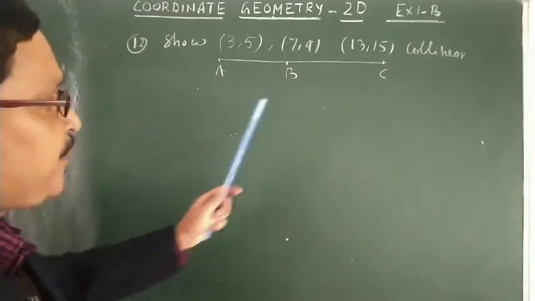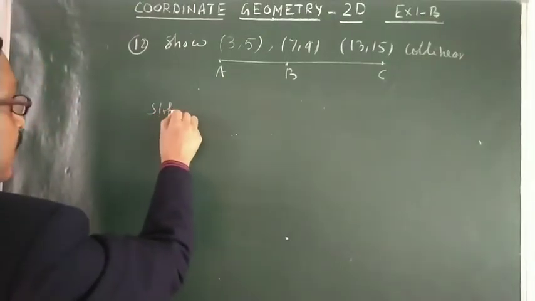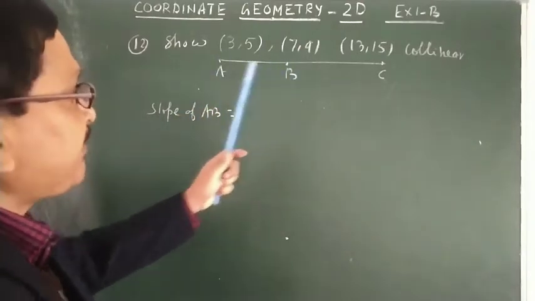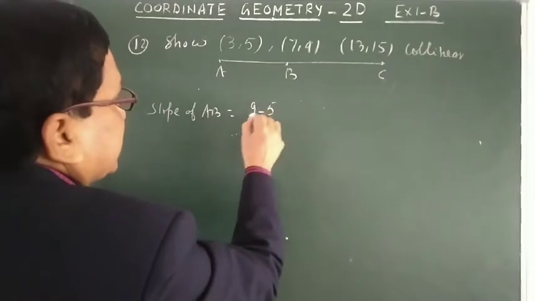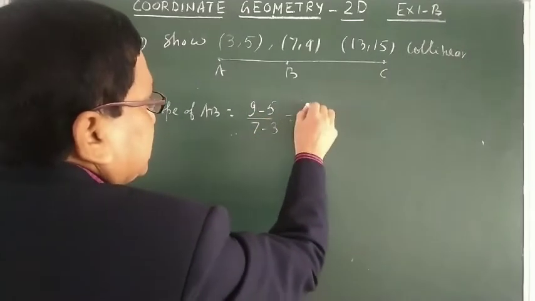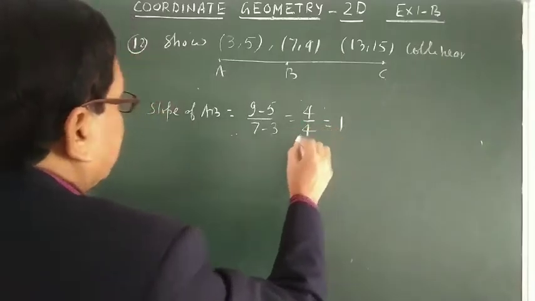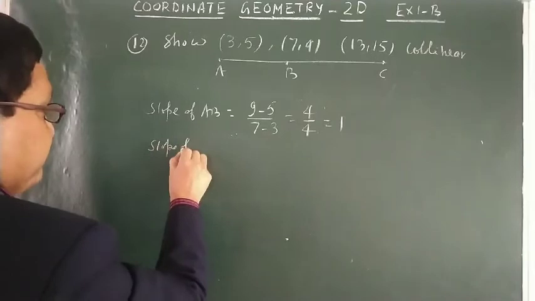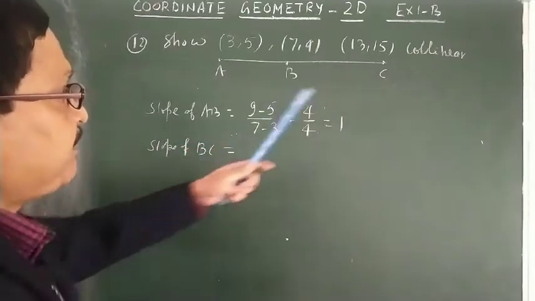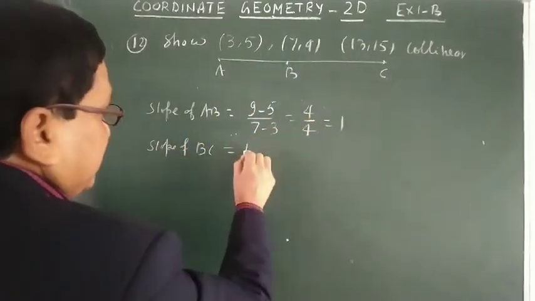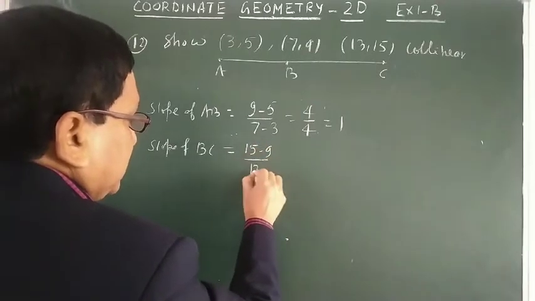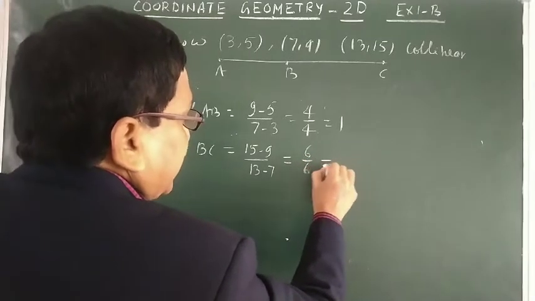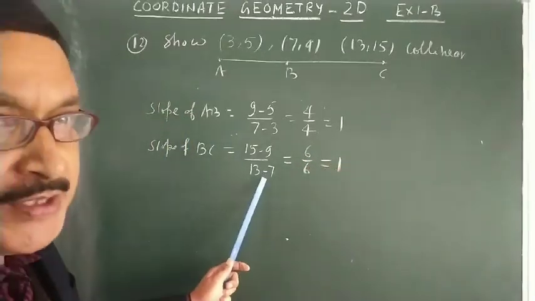Now we find the slope of AB by the formula y2 minus y1 by x2 minus x1. So 9 minus 5 by 7 minus 3. This is 4 by 4, which is equal to 1. Slope of AB is 1. Now slope of BC: 15 minus 9 by 13 minus 7. This is 6 by 6, again 1. So the slope of AB is equal to the slope of BC.